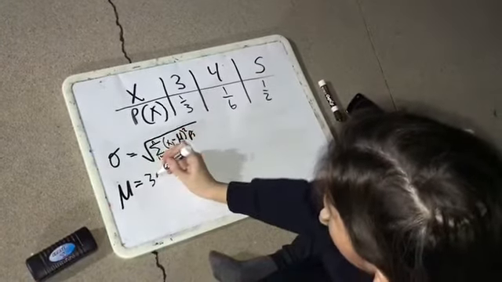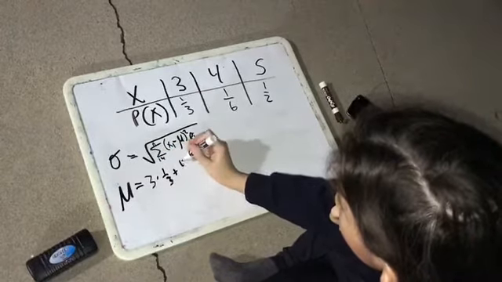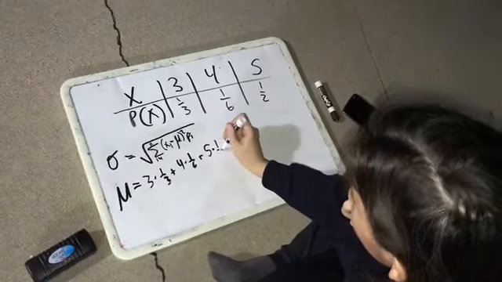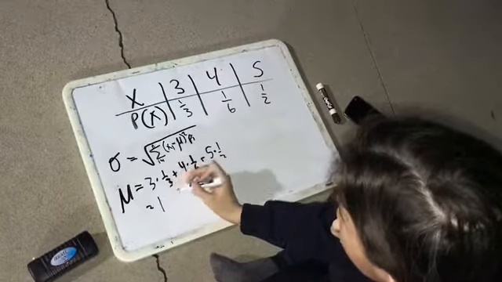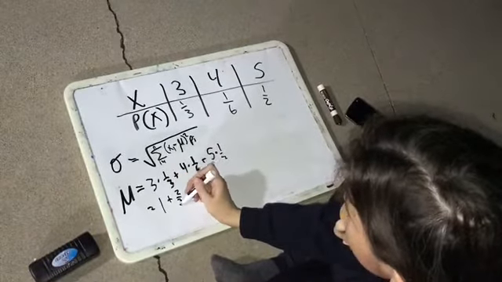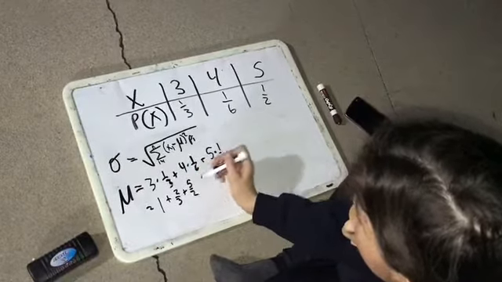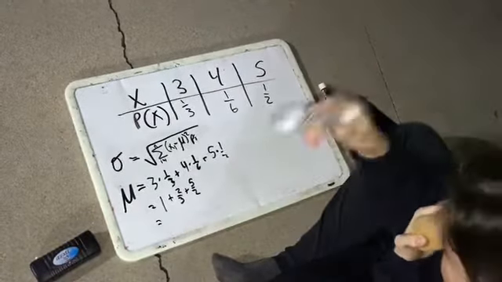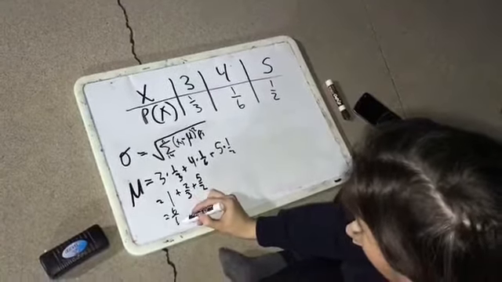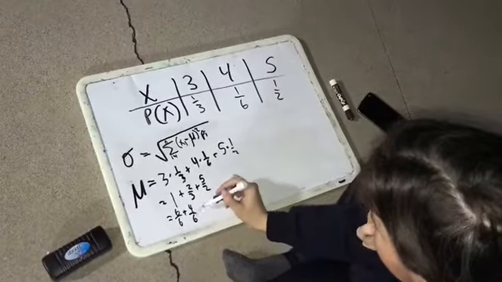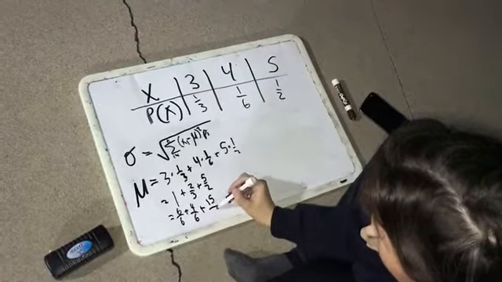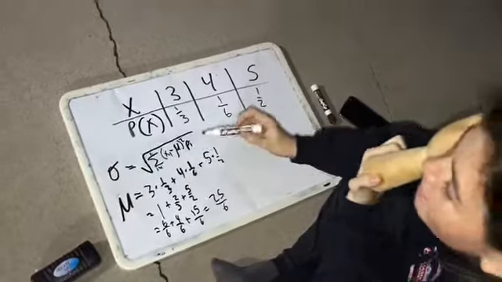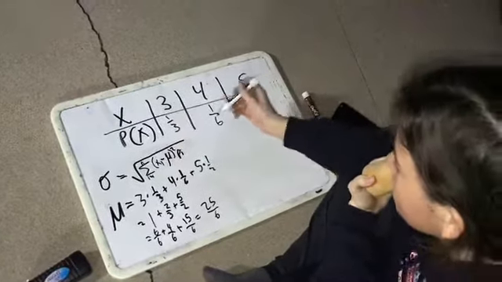So that gives us 3 times 1/3 plus 4 times 1/6 plus 5 times 1/2, which gives us 1 plus 2/3 plus 5/2, and then we're going to put it all over 6 again like we did with that other caller that called before. So that gives us 6/6 plus 4/6 plus 15/6, which gives us 25/6. So now that we have our mean, we can find the standard deviation.